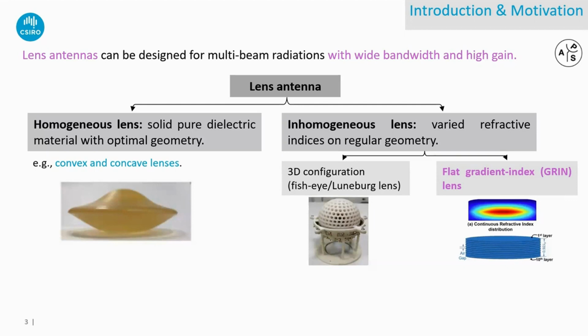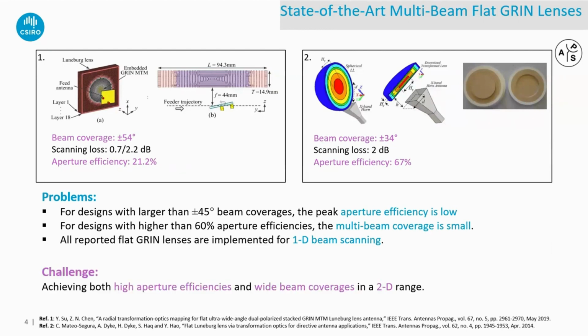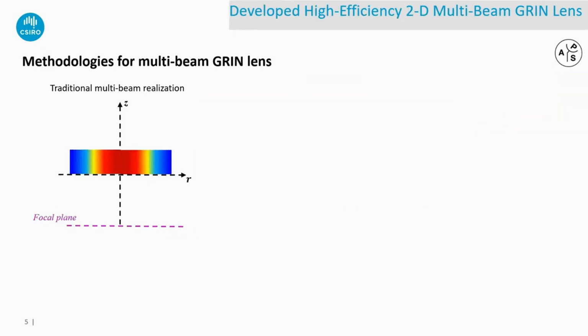Particularly, the flat gradient index lens, which has varied refractive indices on a flat geometry, is very attractive due to its advantages of low-cost fabrication and easy implementation on practical platforms. However, for state-of-the-art multi-beam flat gradient index lenses, it's still challenging to achieve both high aperture efficiencies and wide beam coverages in a 2D scanning range. To address this problem, we have presented a new methodology for multi-beam gradient index lens.